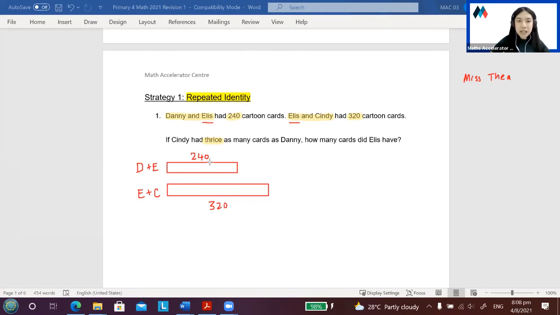So let me just draw here. I'll mark out a part here for Alice. You see how it's the same amount in both models? That's because Alice has the same number of cards. Yes, very good, for everyone who is saying Alice in chat. Yes, that is the right answer.